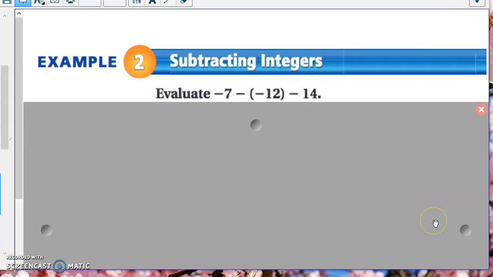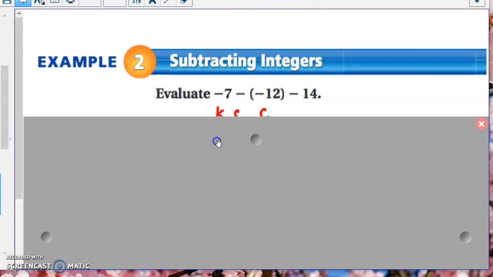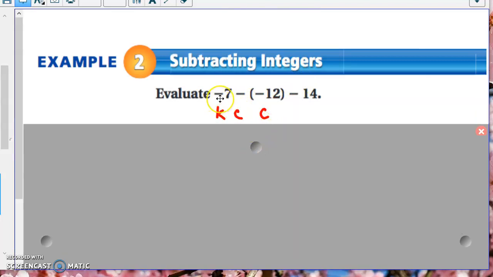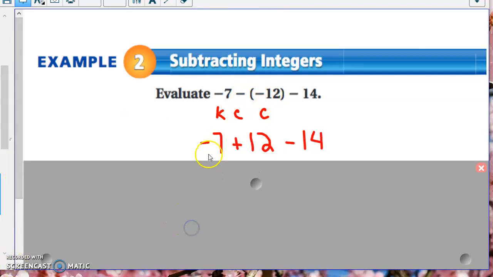All right, next question is a lot trickier because now we're not just subtracting 2 numbers, we're actually subtracting a series of 3 numbers. But we solve it from left to right, so I still follow the same pattern, it's just we have to do it from left to right. So first I write KCC, which means negative 7 stays negative 7. Change this minus sign to a plus, and then the opposite of negative 12 is positive 12. So then rewriting that problem, that gives me negative 7 plus 12.